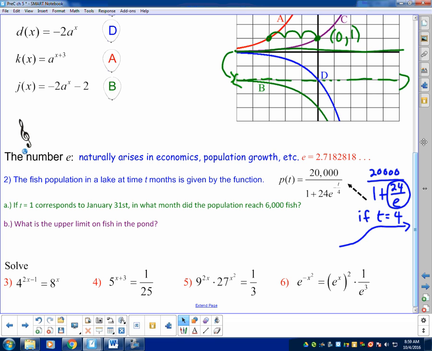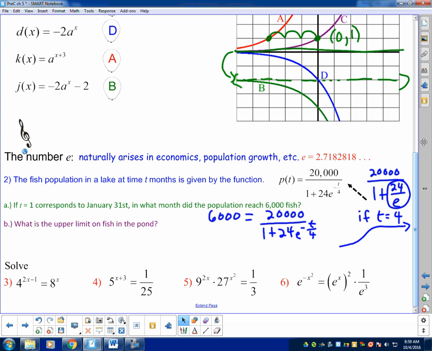So here's what we're going to do. We're going to plug 6,000 into P of t. 6,000 will replace P of t, and then we're going to graph this thing. So 6,000 equals 20,000 over 1 plus 24e to the negative t over 4. Now, we are going to learn how to solve this algebraically, but we need to be introduced to the logarithmic function before we can do that. So for right now, we're just going to graph it.